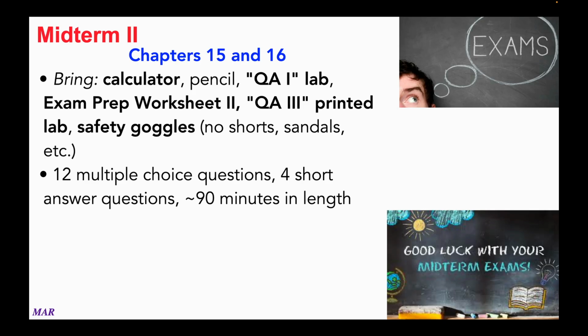At the time I am creating this video, my plan for the second midterm in Chemistry 223 is again that it'll be over chapters 15 and 16. So when you come to the midterm, you should bring a calculator, a pencil, or something to write on. Bring the QA1 lab. That'll hopefully not take too long, but you want to turn that in. Bring exam prep worksheet 2. This will have some questions, then the answer is given, and you want to show your work for how you go from the question to the answer. Also bring a printed copy of the QA3 lab.